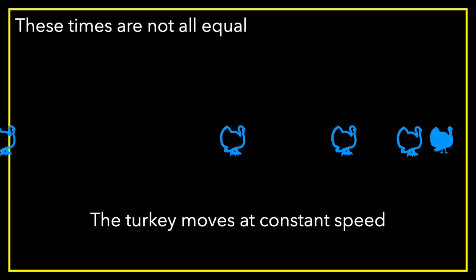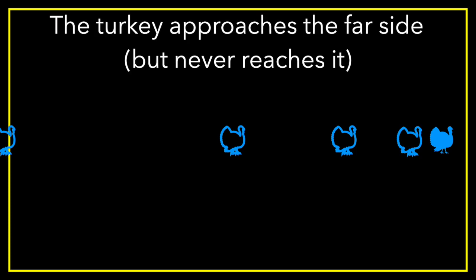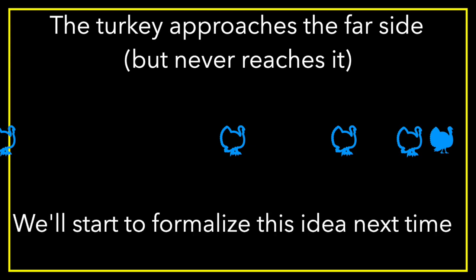To prepare for limits, let me ask the question, what if all the times are the same? Suppose it takes an hour to go each one of these segments. So it takes an hour to go a halfway. It takes a second hour to go another half of the halfway, or get to the 3/4 mark. Another hour to go another half of the halfway, and get to the 7/8 mark, and so on. The turkey will approach the far side. It's within a half of it, then a quarter of it, then an eighth of it, and so on, but it'll never reach it. This is the idea we're going to formalize next time when we look at limits.